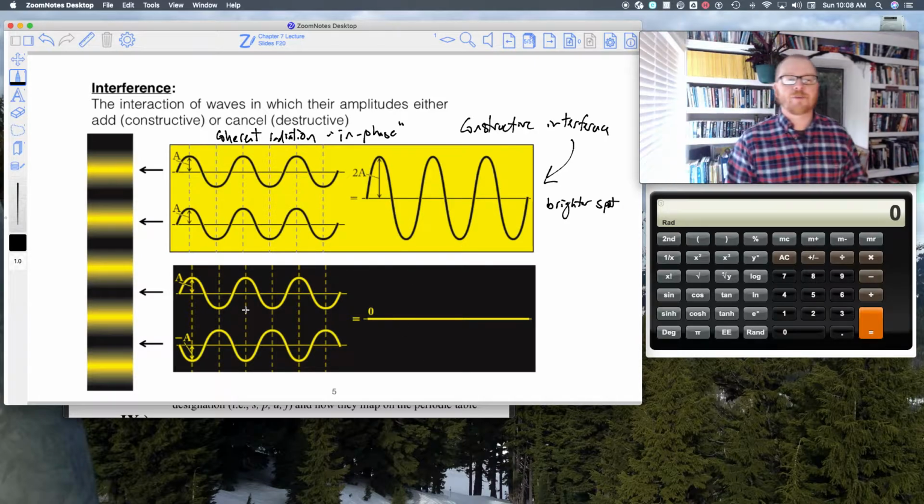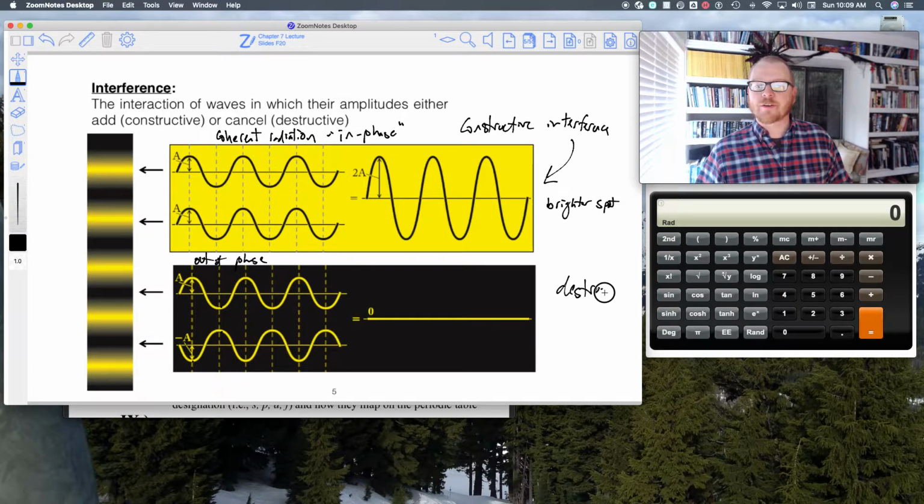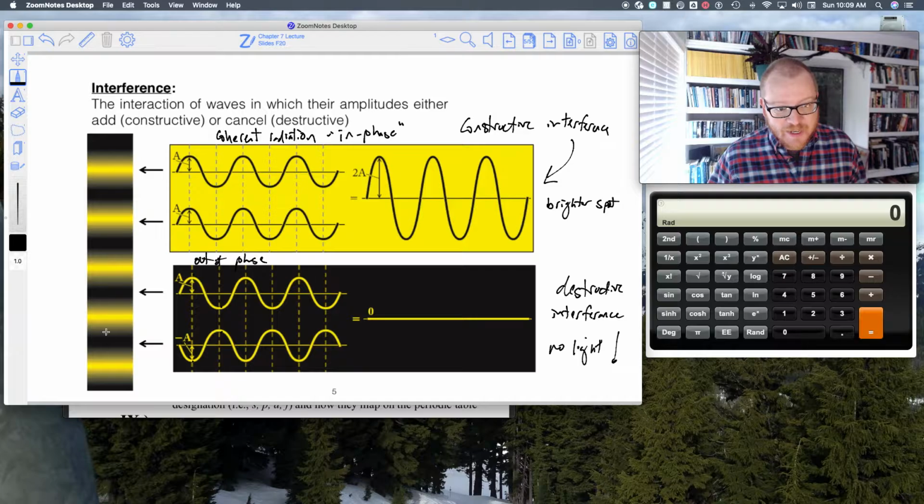But now, what if these are out of phase? Now here in this out of phase picture, the peak is lined up with the trough, and the trough is lined up with the peak. This would give us total destructive interference, and it would result in no light at all, right? That's kind of indicated by these darker spots right there, okay?